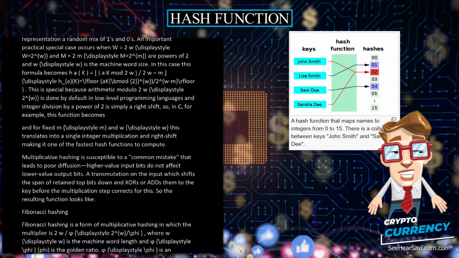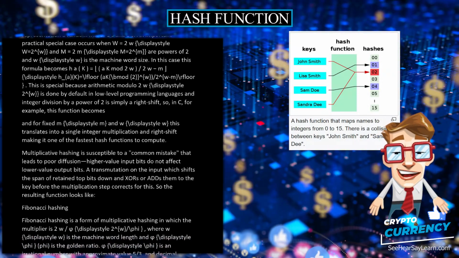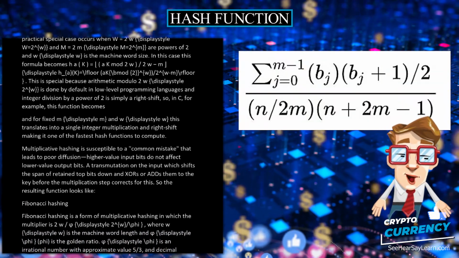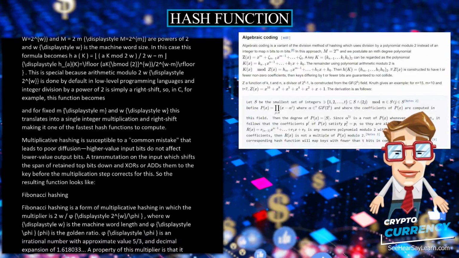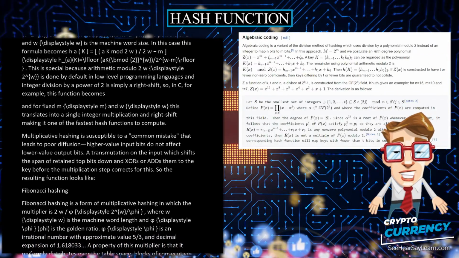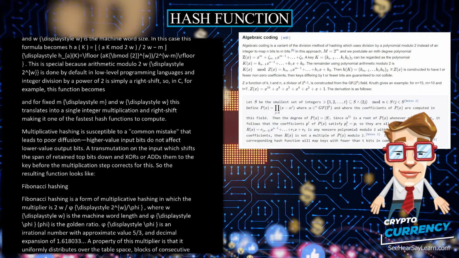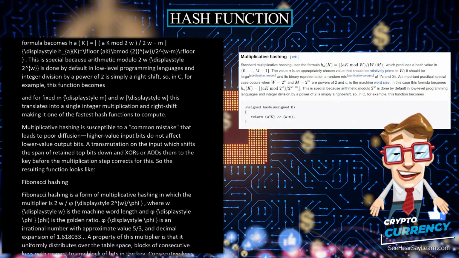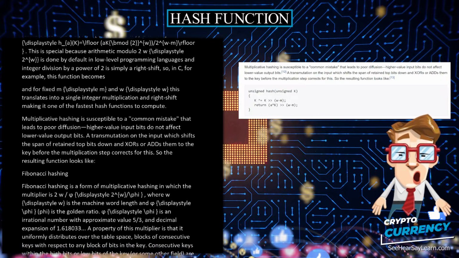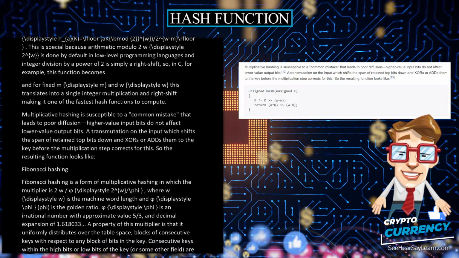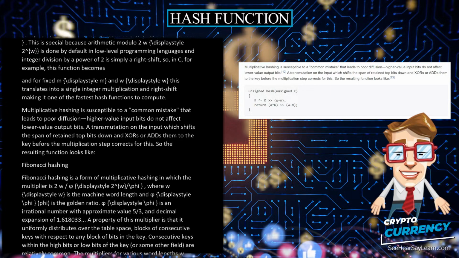Multiplicative hashing is susceptible to a common mistake that leads to poor diffusion. Higher value input bits do not affect lower value output bits. A transformation on the input which shifts the span of retained top bits down and XORs or adds them to the key before the multiplication step corrects for this. So the resulting function looks like this.